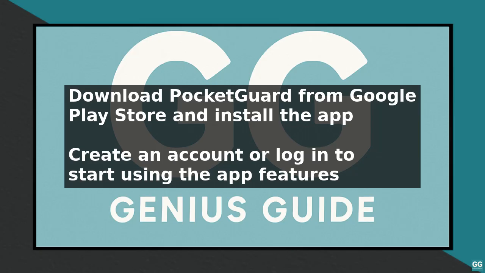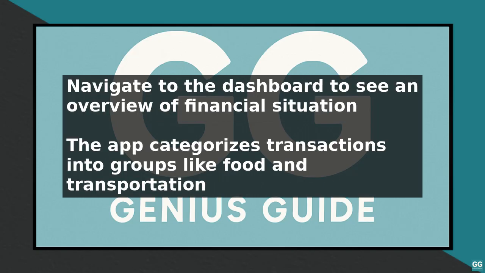Next, navigate to the dashboard where you can see an overview of your financial situation, including your income, expenses, and savings. The app will categorize your transactions into different groups, such as food, transportation, and entertainment, to help you understand where your money is going.